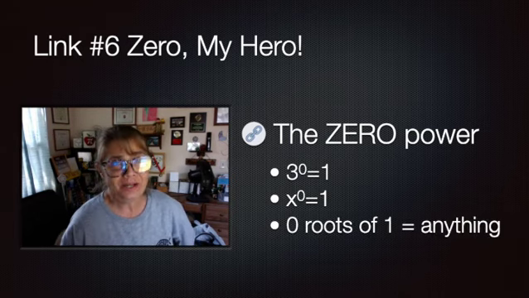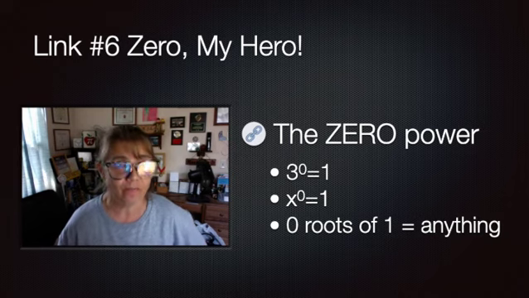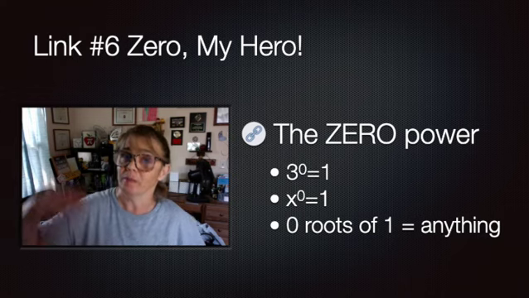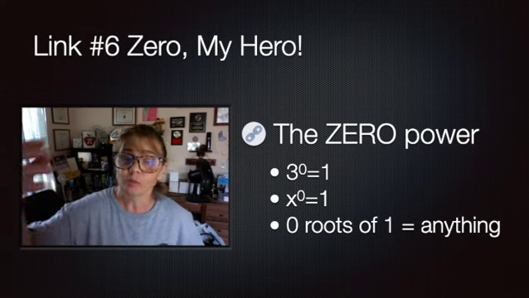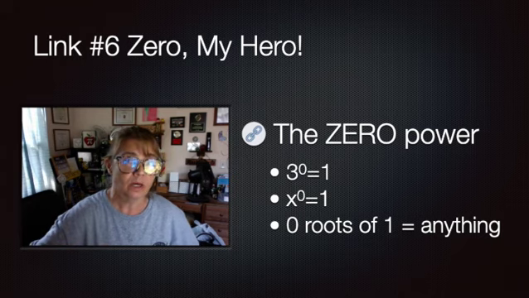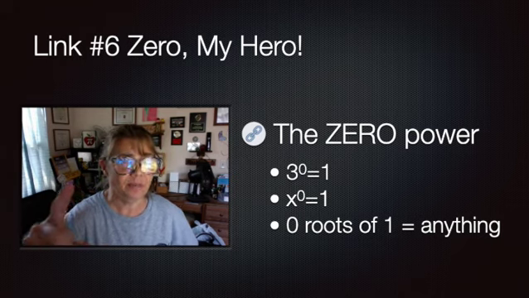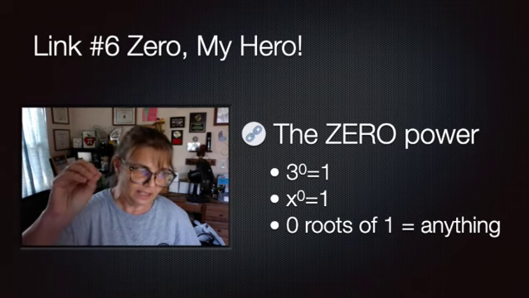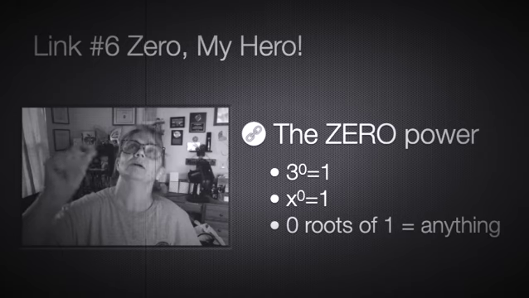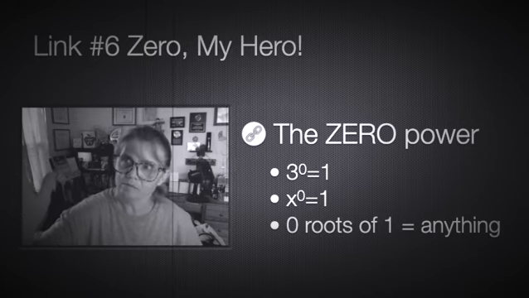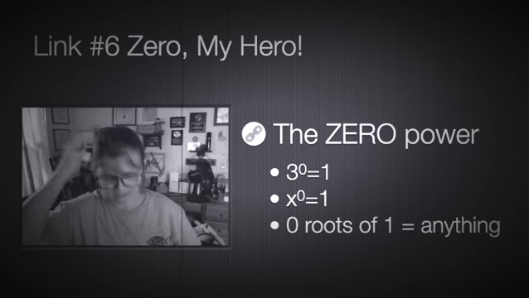Okay, link number 6 of Zero My Hero is the 0 power. That means any number to the power of 0. And as you know, an exponent tells you how many times to multiply the base times itself. So if you're multiplying the base times itself 0 times, how is it equal to 1? Because anything to the 0 power is 1. That's another property of 0. The exponential property of 0? Something like that, but that doesn't sound right.